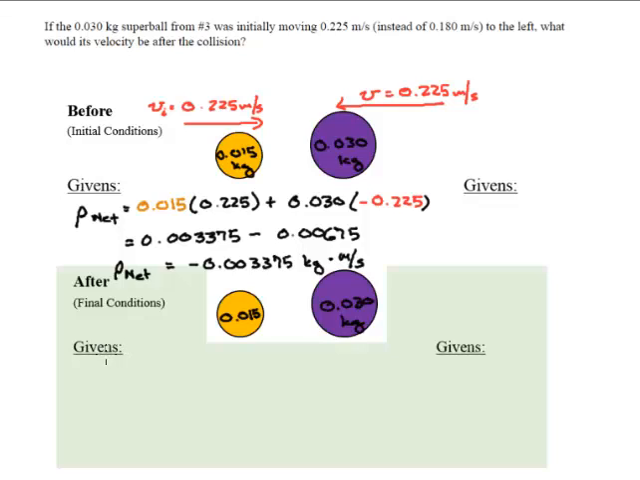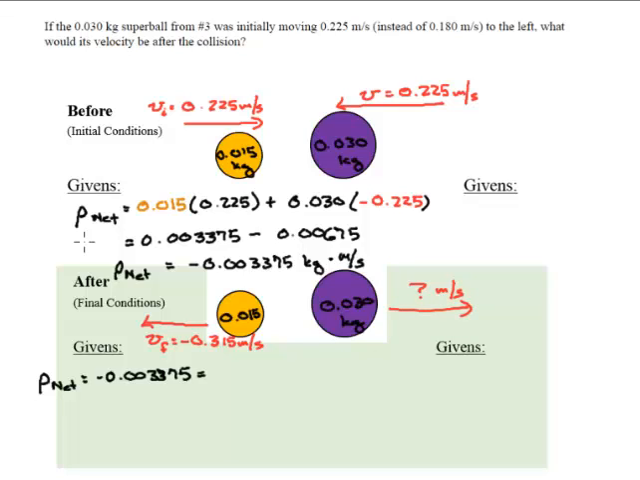Then, when I go to find my final conditions, I will start with my net momentum, which is exactly the same as the beginning. And in this case, I was told that my momentum leaving was velocity final equals negative 0.315 meters per second. Question is, how fast does this leave?